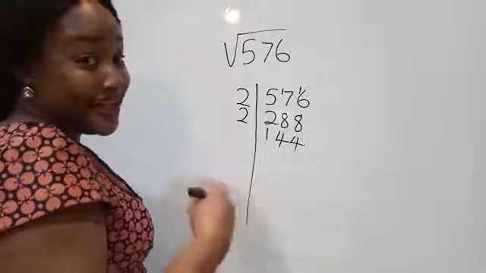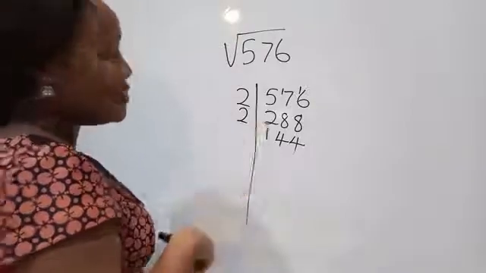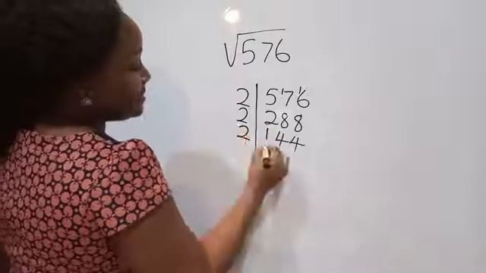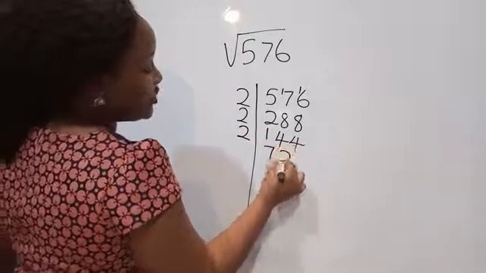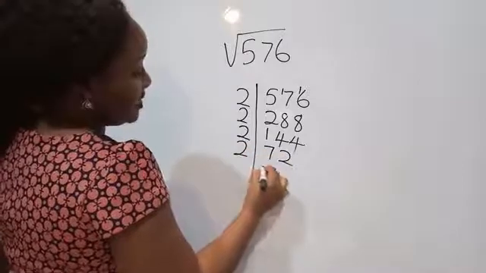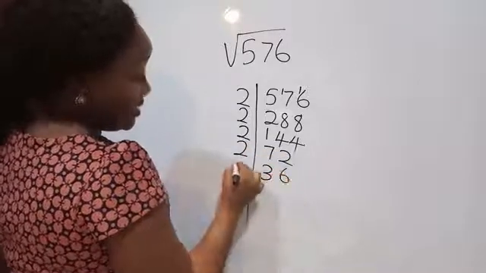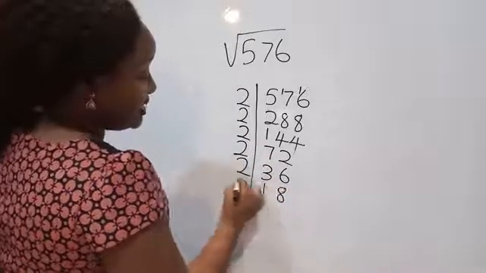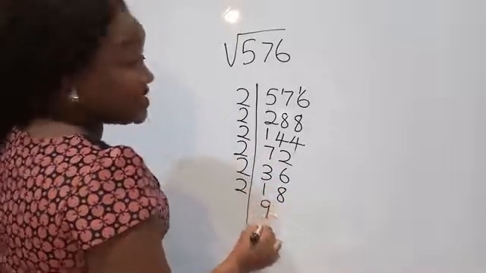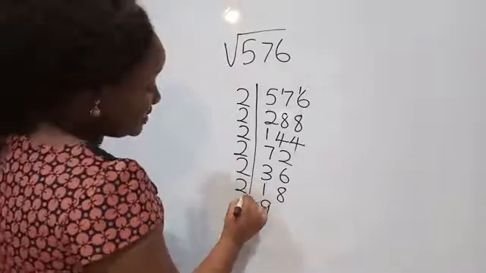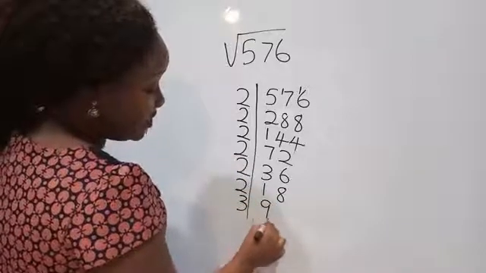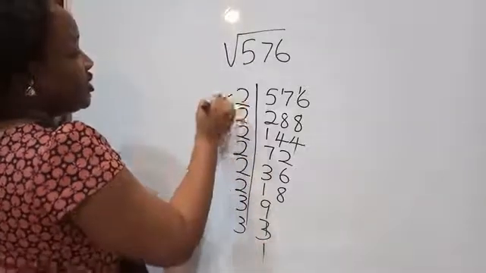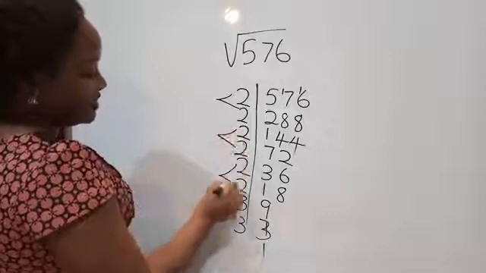Ideally, if it was just me, I'm fine here. But I have to go through the process. We go again. 2, we have 72. We have another 2. We have 36. We have another 2. We have 18. We have another 2. We have 9. We exhausted our 2's. So we have 3 here. We have 3, and we have 3 again. We have 1.